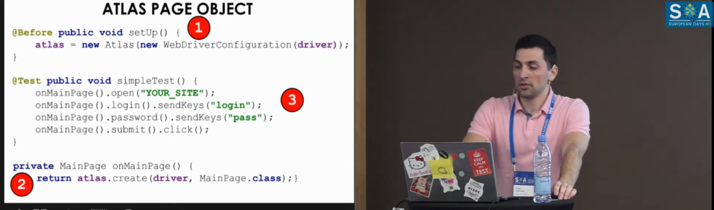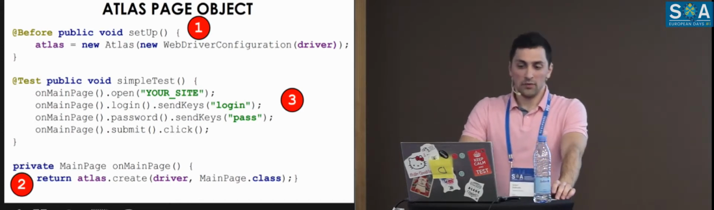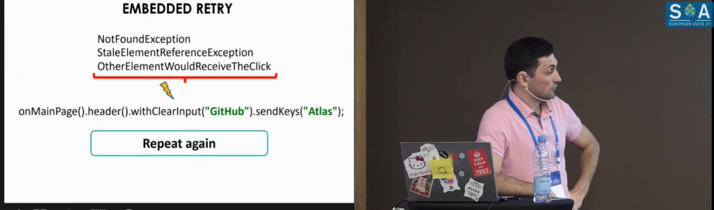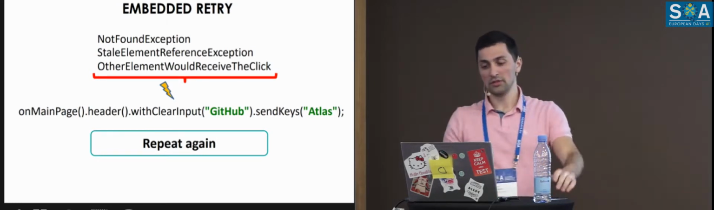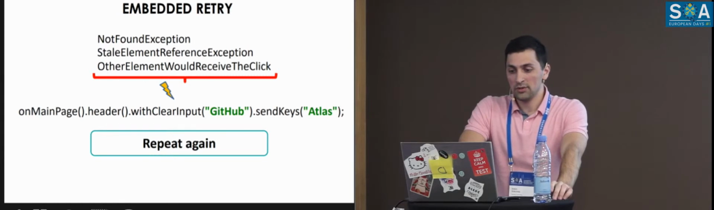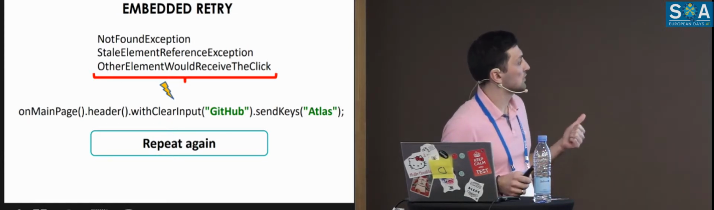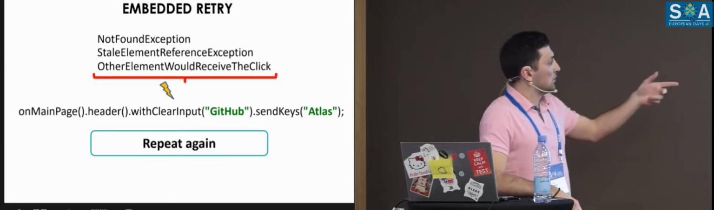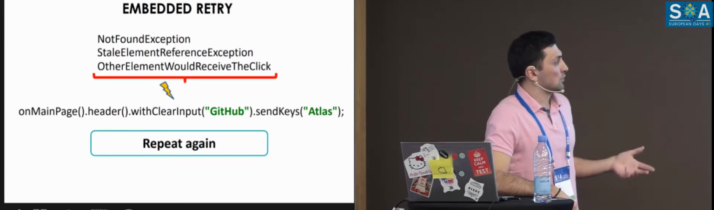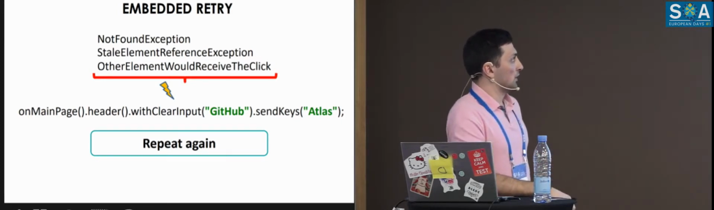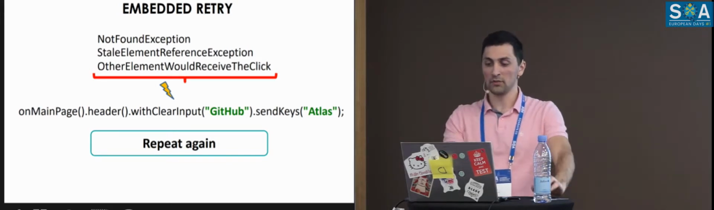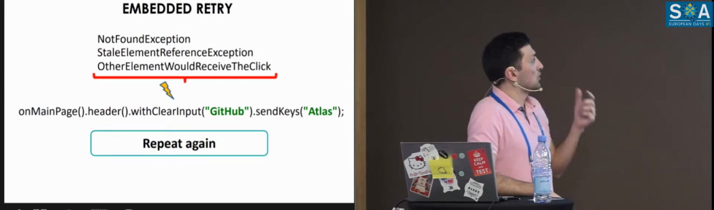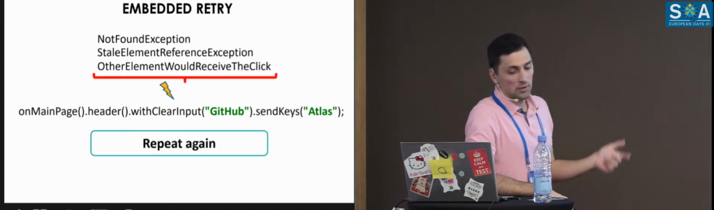Another cool feature that Atlas has is embedded retry. If you know these exceptions, I think you should know it. And if you want to forget about it and let Atlas do it, if one of these methods is broken, this whole chain will be repeated again. For example, if the clear input is broken, this whole chain will repeat again. And we can configure global retry. We use 2 additional methods, timeout and polling.